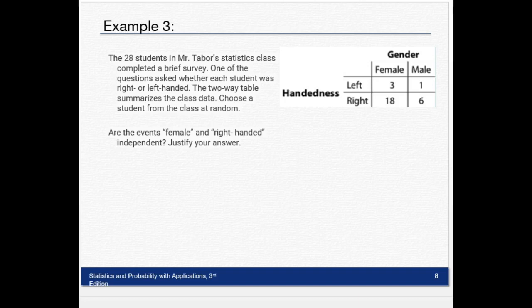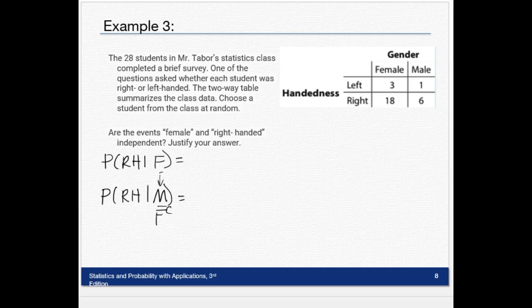Justify your answer. So remember we said, to show my independence, I've got to show that the probability of being right-handed, given that they're female, is the same as the probability that they're right-handed, given that they're male. Right? That's what I got to do. It's the male is the complement of female, right? So I could have said F with the C on it. Okay? I've got to show that these two things are the same.